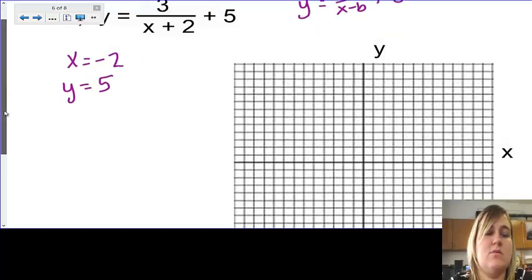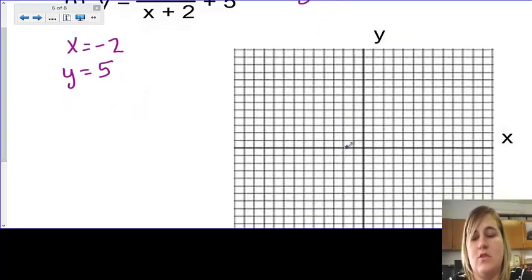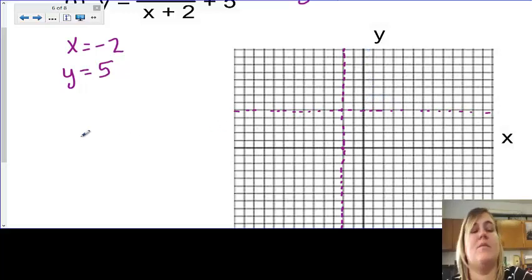So I'm going to draw my asymptotes first. X is negative 2 right here. So I draw my vertical asymptote through that point. Y is equal to 5 for the other asymptote. So 1, 2, 3, 4, 5. So I'm going to draw my horizontal asymptote. Maybe these do go out farther. 6, 7, 8, 9, 10, 11, 12, 13 would have been on the edge there.